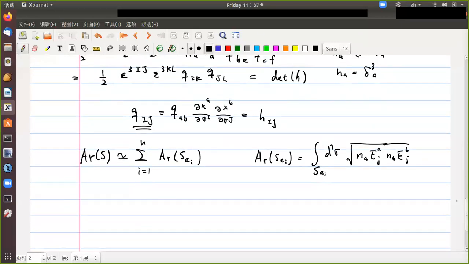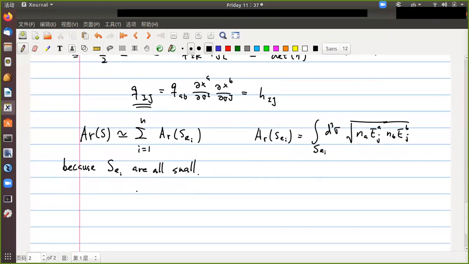Now because all the surfaces SEI are very small, we are going to do some approximation. They are all small because we view that this lattice is very refined, and we are close to the continuum limit. So now what we are going to do is write an approximation for this area. Here you can see that under the square root, it is a quadratic form of E, and then taking the integral, this is the area.